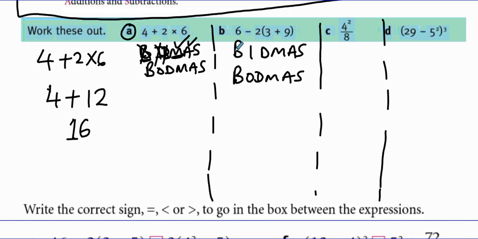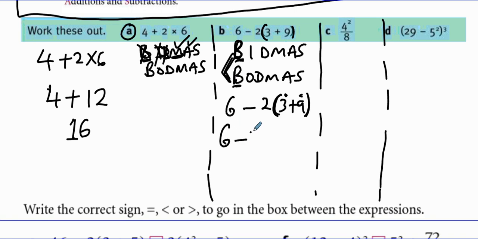In BIDMAS, we have brackets first. Do we have brackets? Yes, we have brackets. Now, can you work out the brackets? Very good. This will be 6 minus 2, 3 plus 9. So what we do here is you add 3 and 9 because these are the numbers which are inside the brackets. Now both BIDMAS and BODMAS suggest the same thing, brackets. So you have to work out the brackets. So this will be 6 minus 2. Inside the brackets you do 3 plus 9, that is 12.